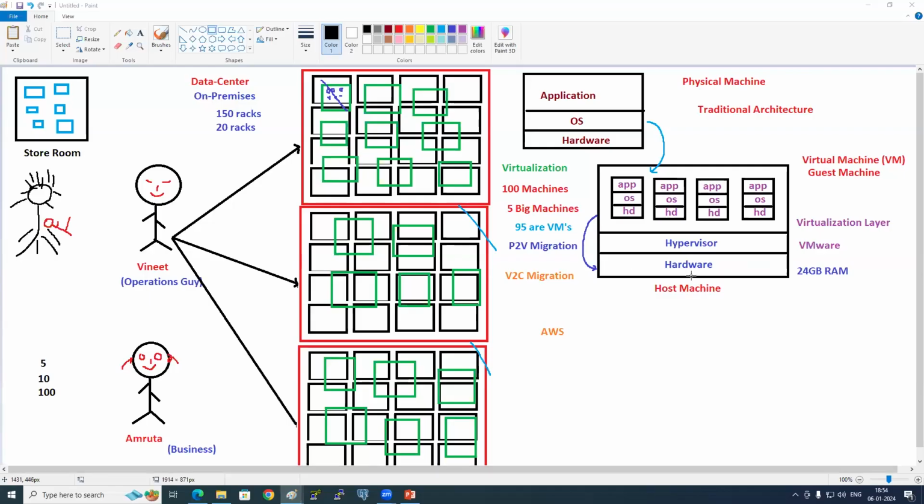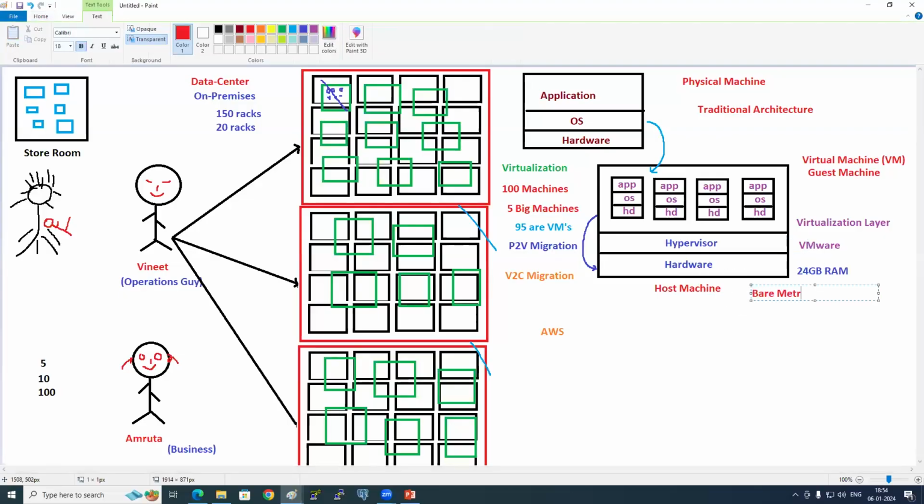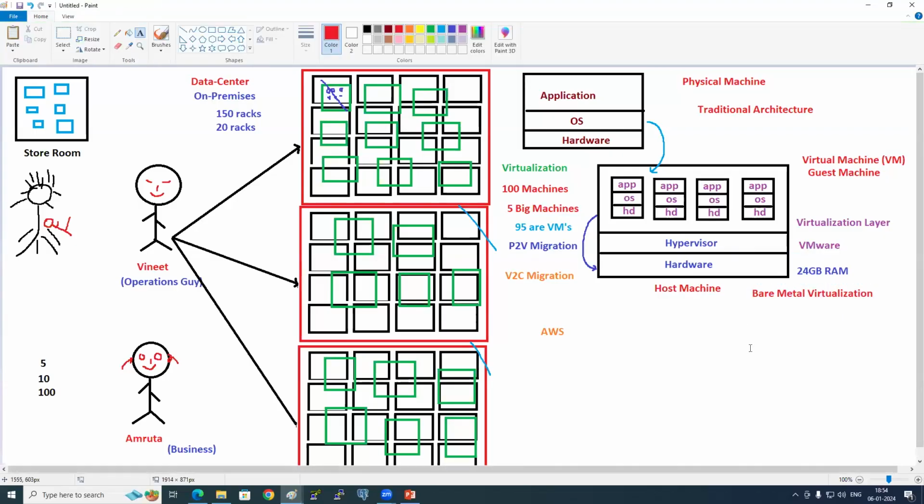Before that, I have a topic. Do you understand this host machine? What is there on the host? Under the host machine, what do you have? Hardware. On top of it, what do we have? Hypervisor. On top of the hypervisor, what do you have? Virtual machines. Now tell me, on the host machine, do we have the OS? No, we don't have an OS on top of the hardware. That's why we call it bare metal virtualization. Bare metal meaning without OS. Sir, without OS, how? That is the technology.